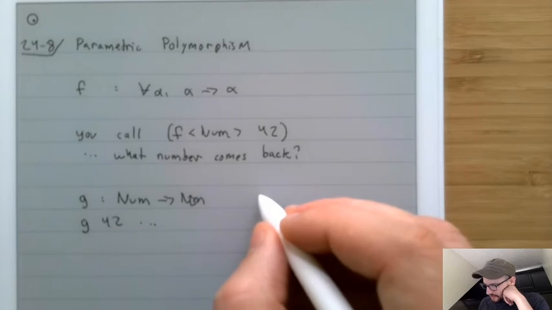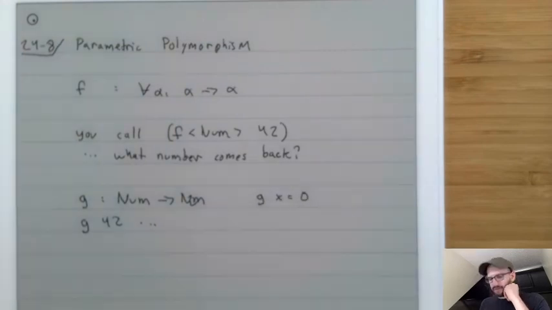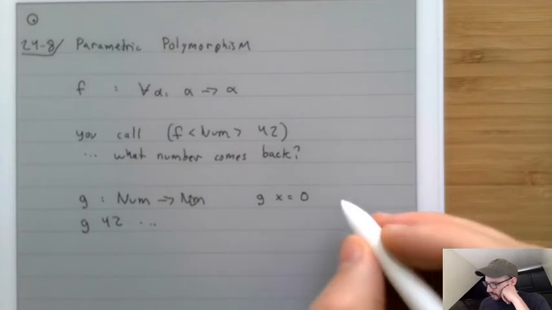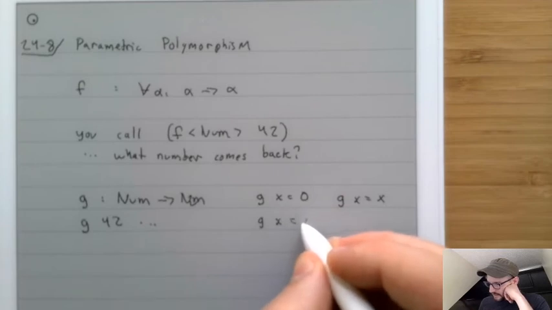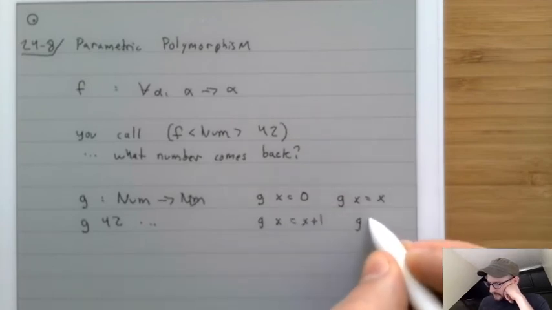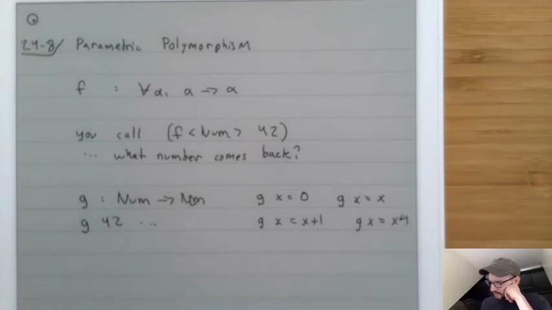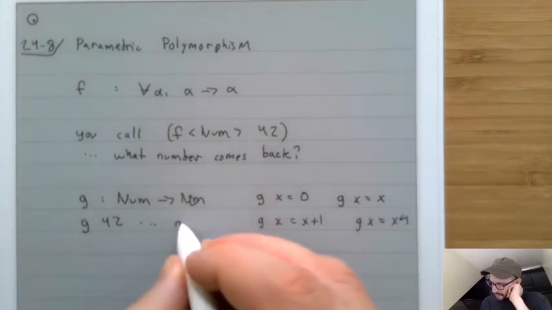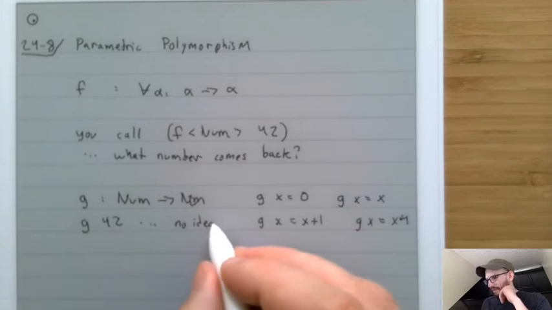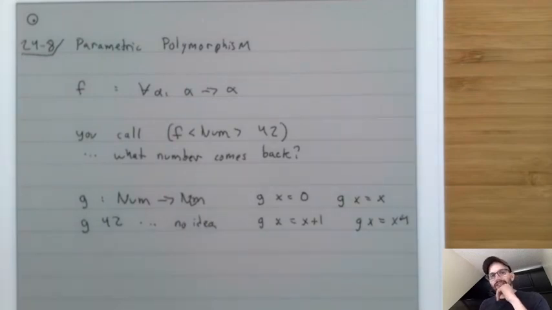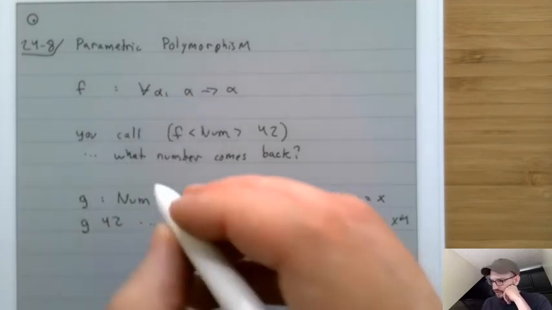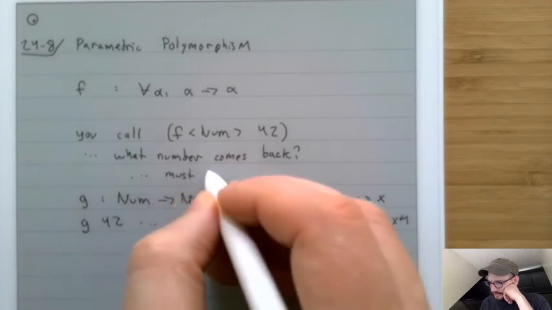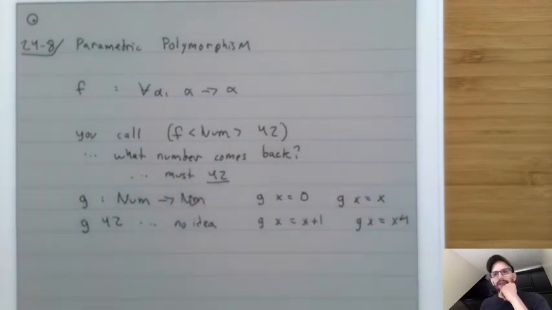Well, g could be this function. So g of x could equal 0, in which case 0 would come back. Or g of x could equal x, or g of x could equal x plus 1, or g of x could equal x times 4. Okay? So you don't know. You have no idea what value comes back. In contrast, if I tell you that f's type is for all alpha, alpha arrow alpha, you know that the answer that comes back has to be 42. And the reason why it has to be 42 has to do with the typing derivation.